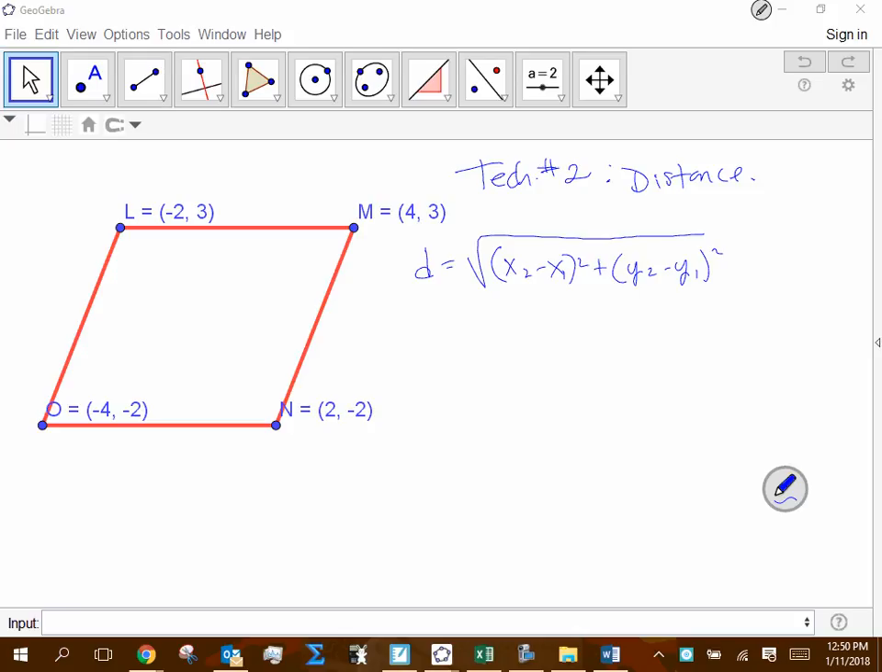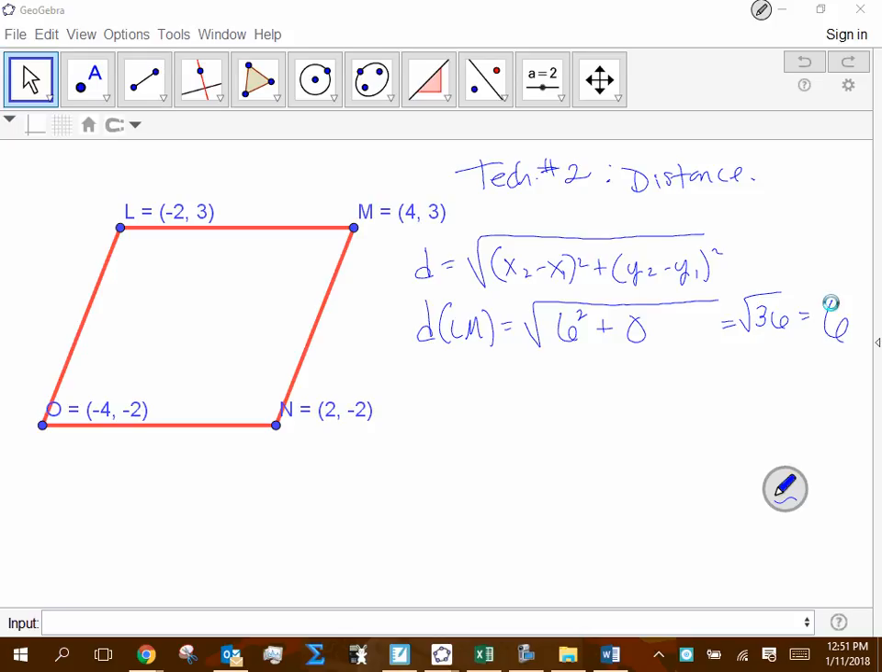So, if I'm finding the distance between L and M, there's actually two ways of doing it for a horizontal line or a vertical line, but if I just subtract my x's, what's 4 minus -2? That gives me 6, right? Was 6 the denominator of my slope earlier? Yep. And then subtract my y's, what's 3 minus 3? 0. Was 0 the numerator of my slope earlier? Yep. Okay. So what's the square root of 6 squared? 36. So what does that simplify to there?